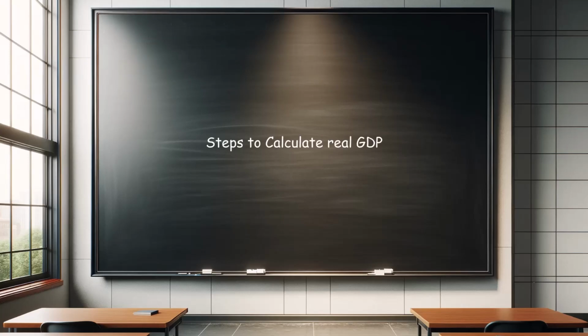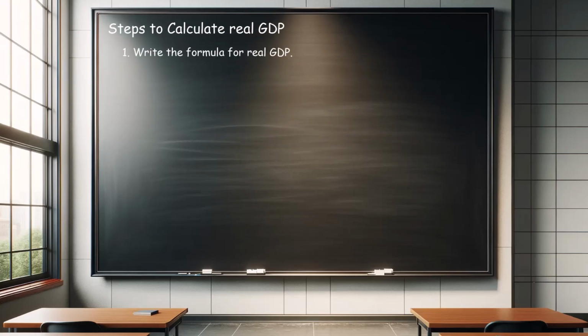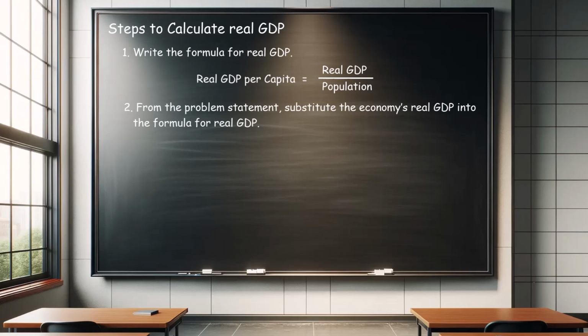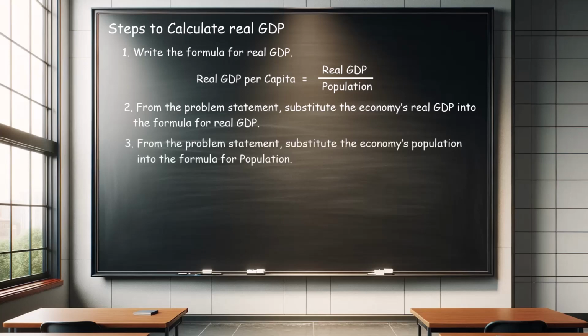The steps for solving the problem are: 1. Write the formula for per capita GDP. GDP per capita equals real GDP divided by the population of an economy. 2. From the problem statement, substitute the economy's real GDP into the formula for real GDP. 3. From the problem statement, substitute the economy's population into the formula for the population. 4. Divide the economy's real GDP by the economy's population.